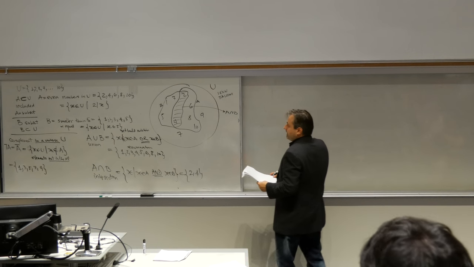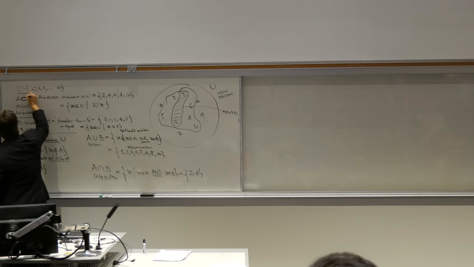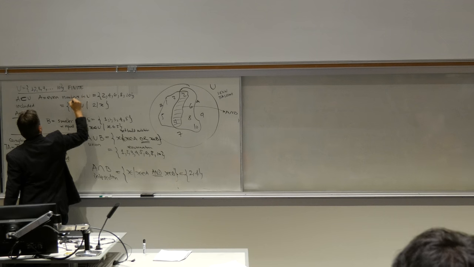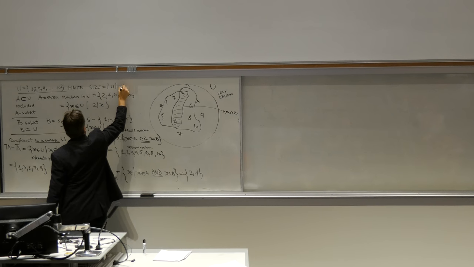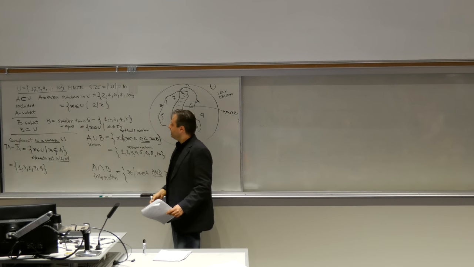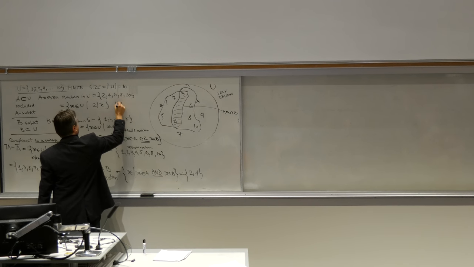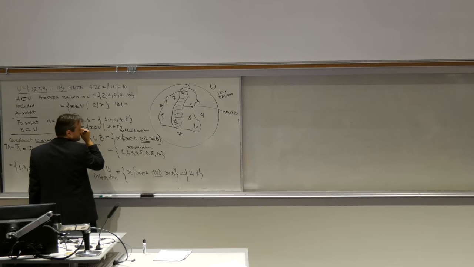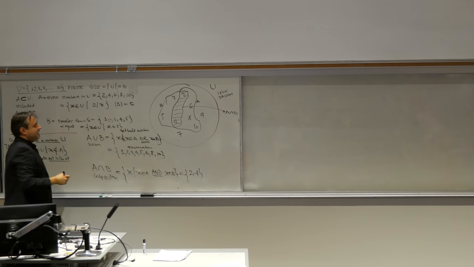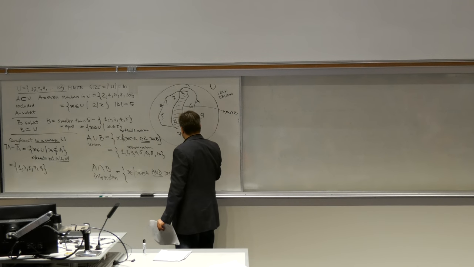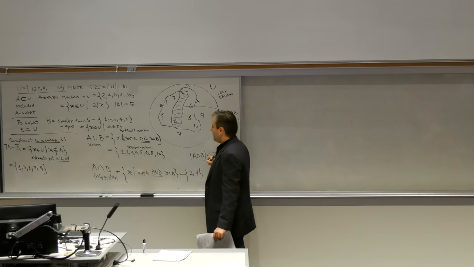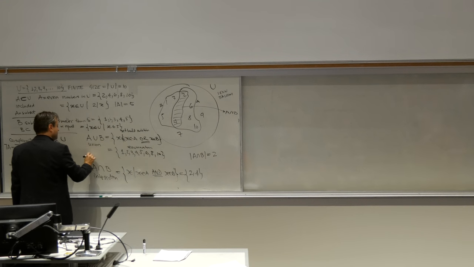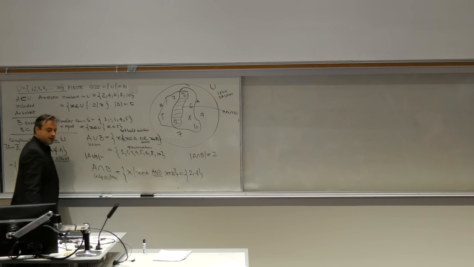So this is a finite set. And we can talk about size. The size of U is 10, because there are 10 elements in it. How about the size of A here? How many elements are here? 5. How about the size of A intersect B? So see, I got A intersect B here. What's the size of that? 2. How about the size of the set A union B? How much is that? 8.